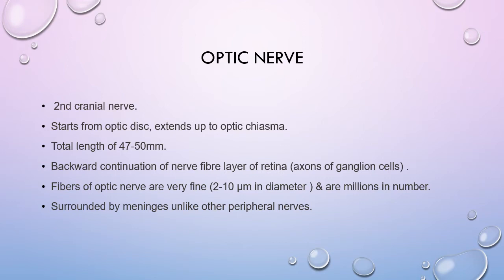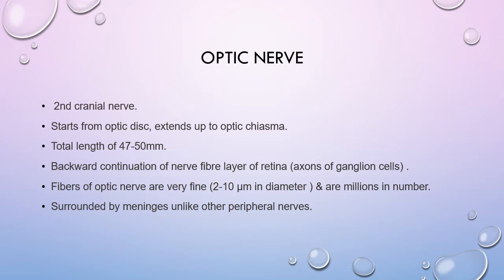It is a backward continuation of the nerve fiber layer of the retina. You know there are 10 layers of the retina. Nerve fiber layer is one of them. They are nothing but axons of ganglion cells. So there is a ganglion cell layer in the retina which continues as nerve fiber layer. So axons of ganglion cells traverse through the retina, enter the optic nerve, and optic nerve is nothing but the axons of the ganglion cells.